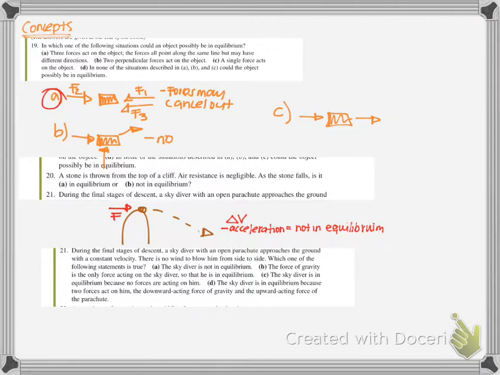The skydiver is in equilibrium because no forces are acting on him. However, there are forces acting on him, the downward force of gravity and the upward force of the normal force. So, just by that explanation, you can see that the answer is D.